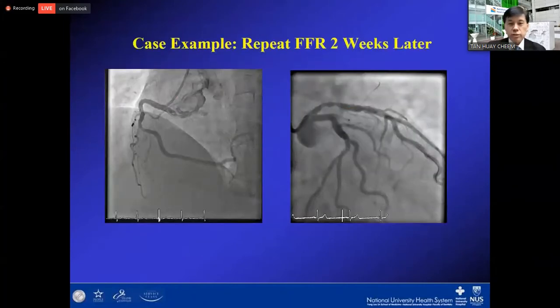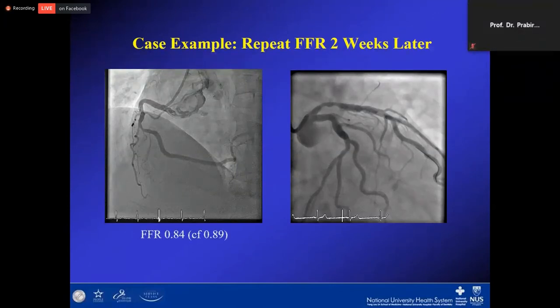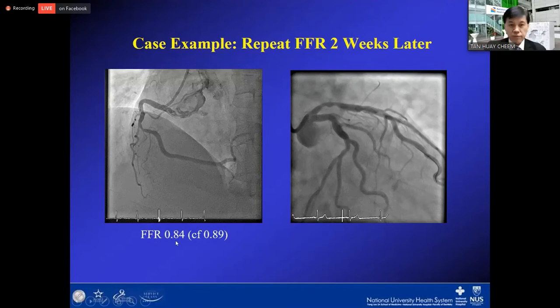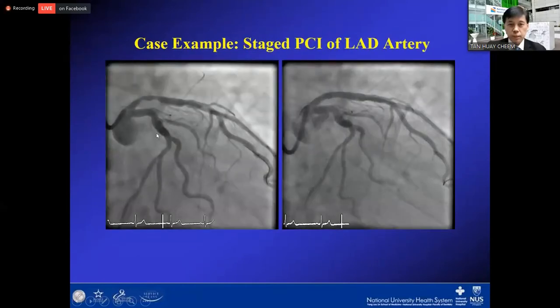So I actually let the patient go home first after treating the diagonal vessel, and then I brought him back 2 weeks later and repeated the FFR. The FFR was 0.84 this time around, pretty close to the 0.89 done 2 weeks ago. When I repeated the LAD FFR, it was 0.76, exactly the same as before. Then I proceeded to fix the LAD lesions with implantation of stents, and the FFR improved to 0.89.